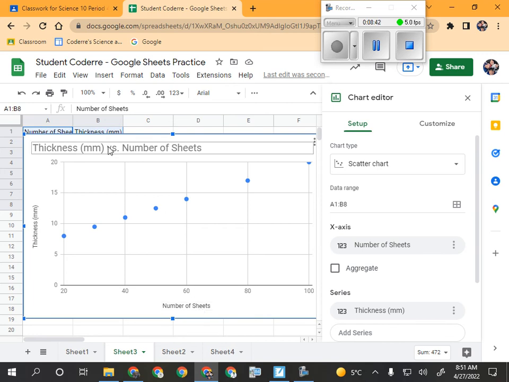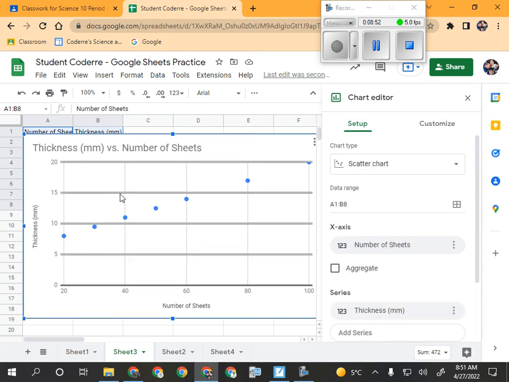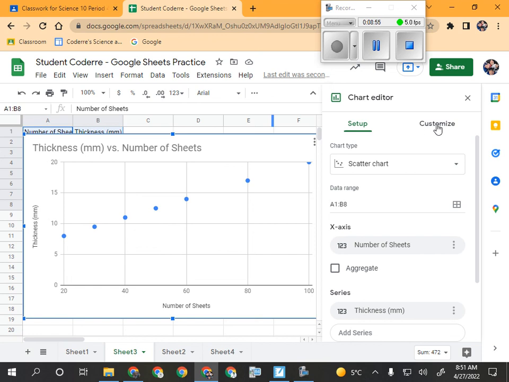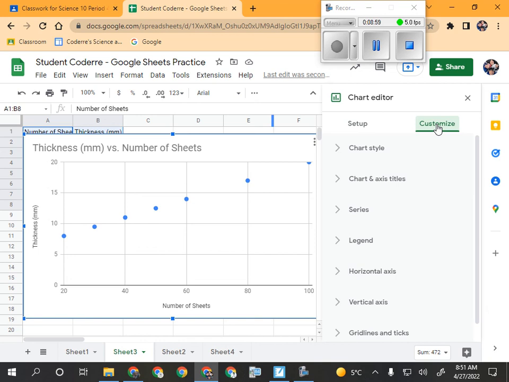Now I probably want to change my title. If this is all set up here in the setup part, I don't need to do anything else with it. It looks the way I want it. So I'm going to go over here now to Customize. When I click on that, you can see that what appears here changes. First option is Chart Style. We already did that. Next is Chart Axis and Titles, so click on that.